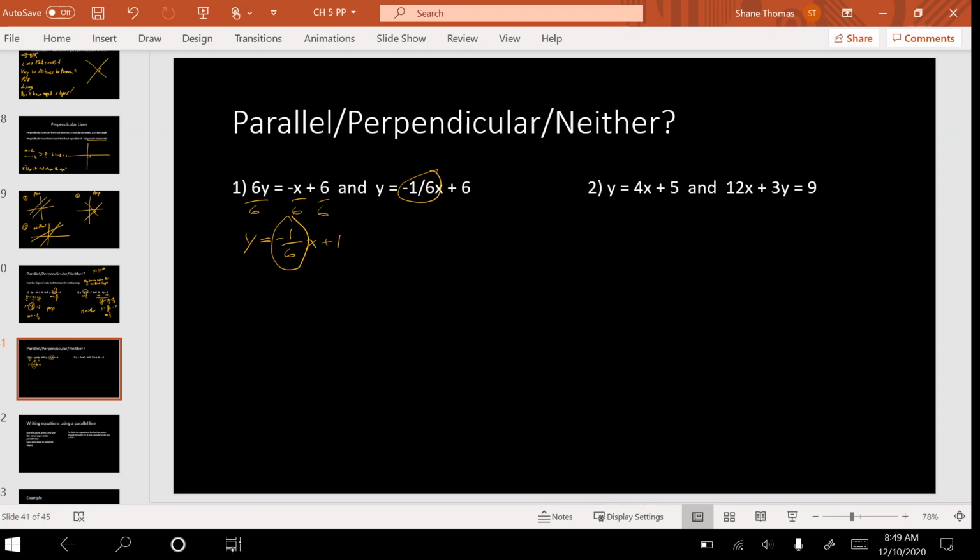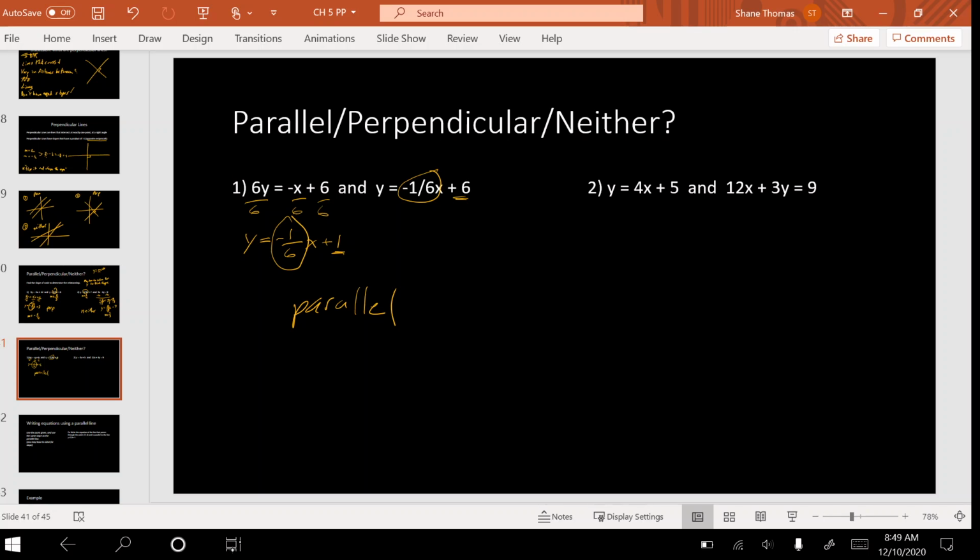Now the second line, do I have to do anything to it? The slope of that line is negative 1/6. It's already in slope-intercept form. Y is by itself, so I'm good. I have a slope of negative 1/6 for both of them, so it is parallel. Now someone asked a question, what about this number at the end? I don't care about that number at the end. That's irrelevant for figuring out whether it's parallel, perpendicular, or neither. That's just where it crosses the y-axis. So if we're graphing it, we know what they look like.